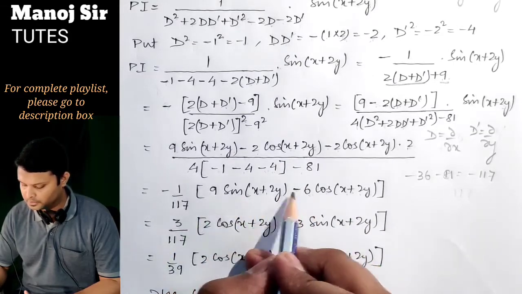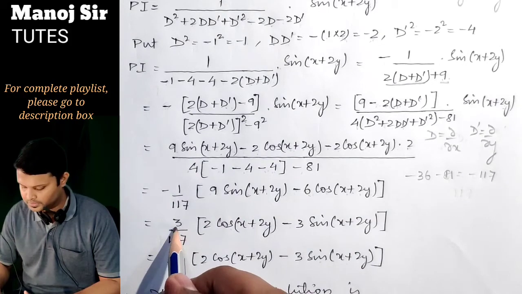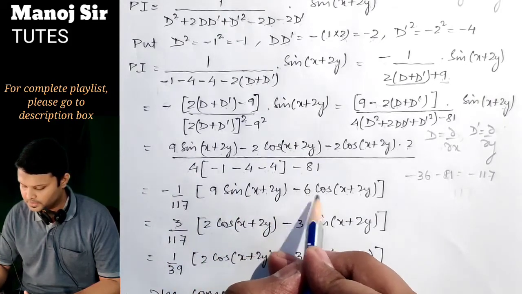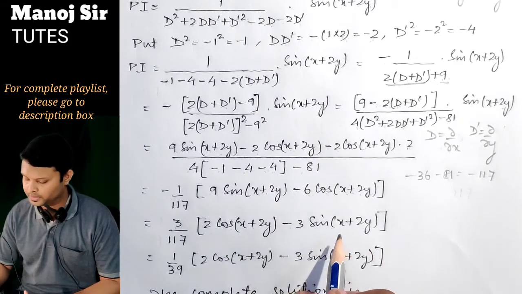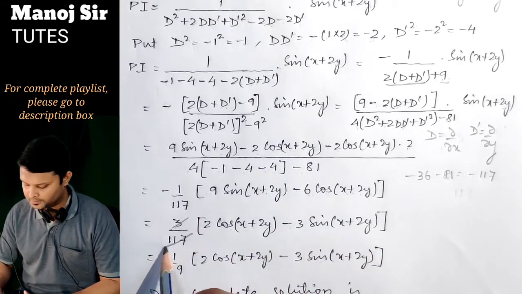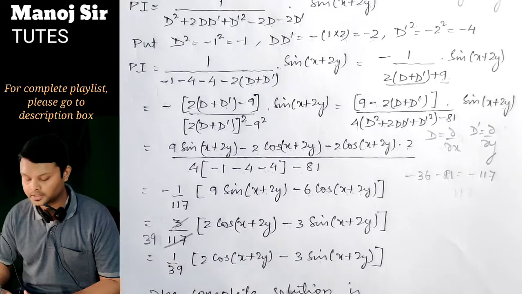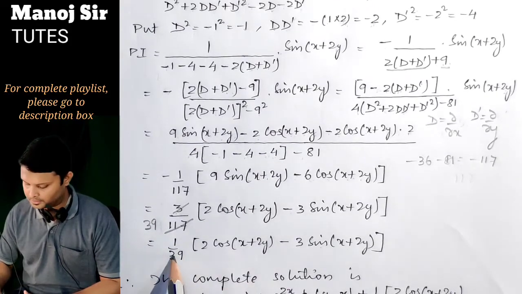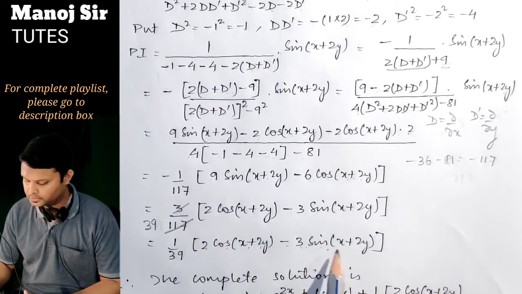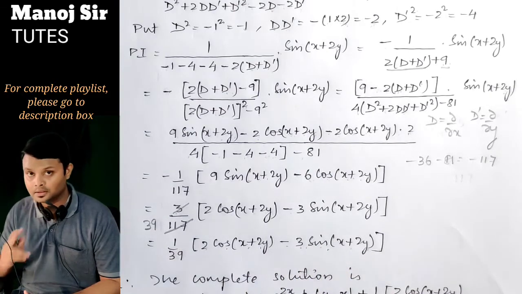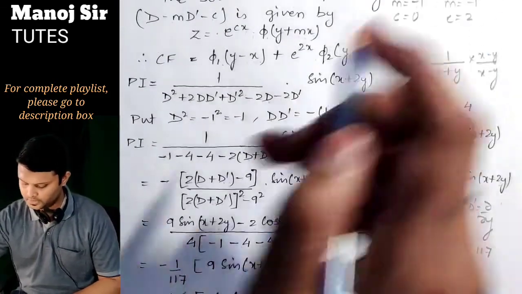But in both the terms we can take 3 common. So we are taking 3 common. This will become 2 cos of x plus 2y minus 3 sin of x plus 2y. Very simple. Now cancel both, here we will have 39. So finally we can say 1 upon 39 into 2 cos of x plus 2y minus 3 sin of x plus 2y. This is the PI.